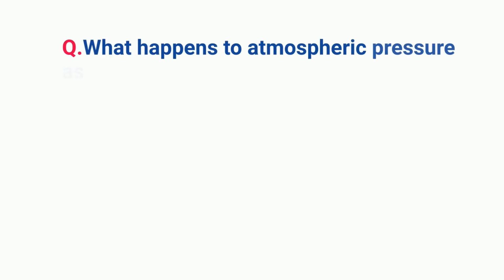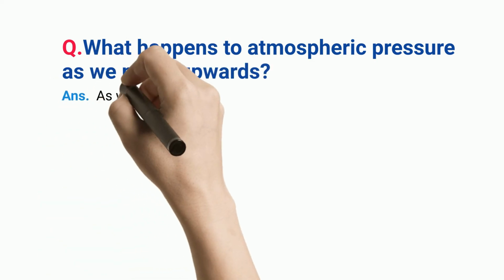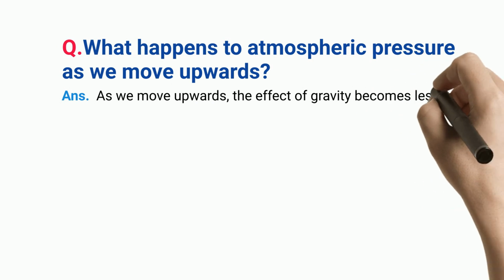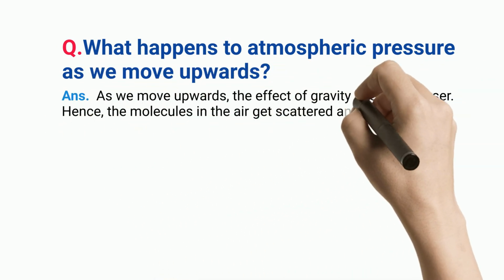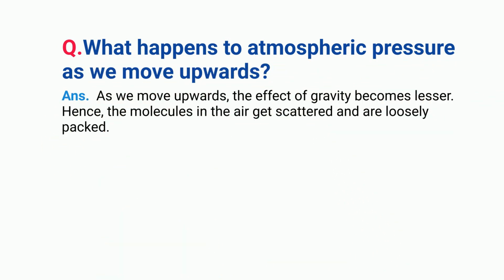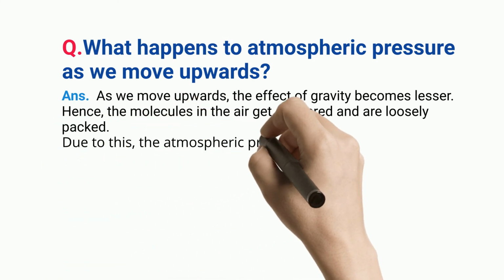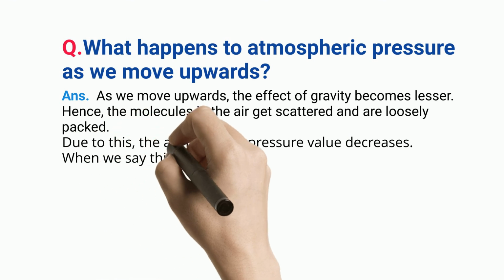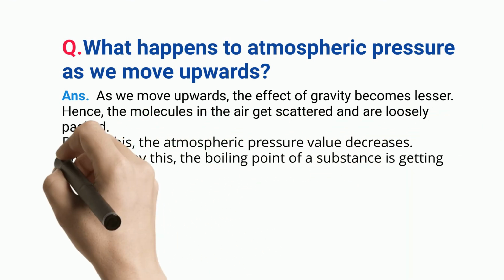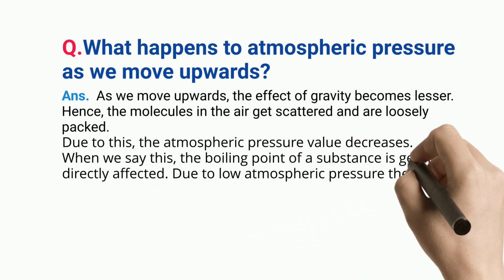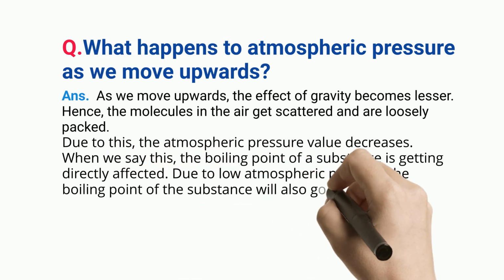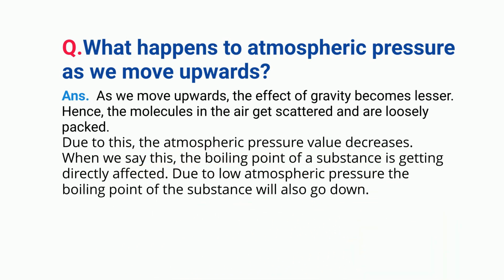What happens to atmospheric pressure as we move upwards? As we move upwards, the effect of gravity becomes lesser. Hence, the molecules in the air get scattered and are loosely packed. Due to this, the atmospheric pressure value decreases. When we say this, the boiling point of a substance is getting directly affected. Due to low atmospheric pressure, the boiling point of the substance will also go down.